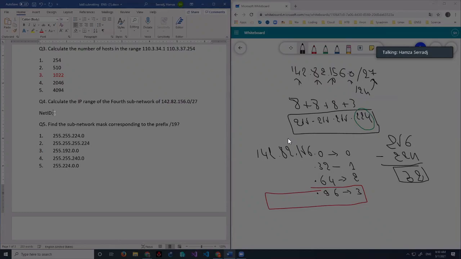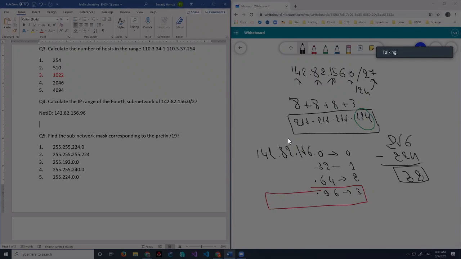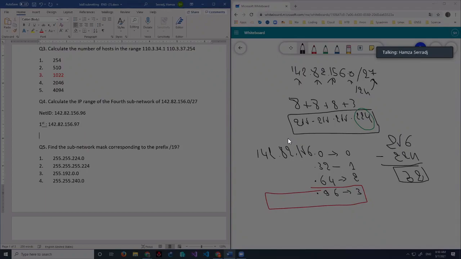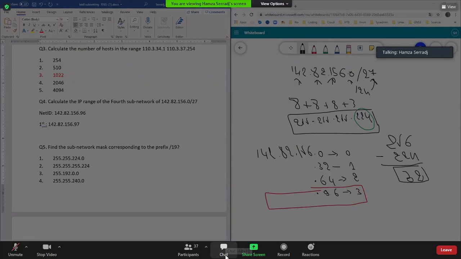So the net ID is 96. This is the fourth network, right? First address is going to be 97. And how should I know now what the broadcast and the last address are? How can I get that?